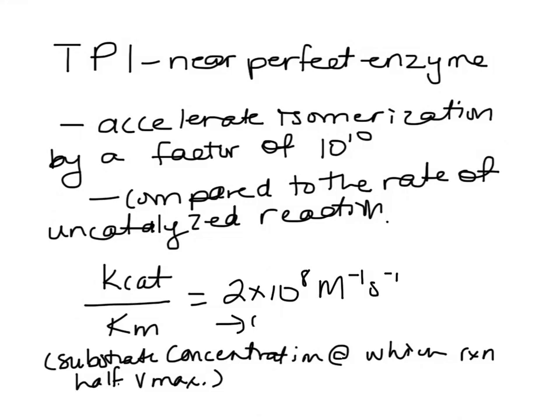Now this is close to the limit of diffusion. What this means in plain English is that catalysis takes place every time that the enzyme and the substrate meet. The diffusion-controlled encounter of substrate and enzyme is thus the rate-limiting step in catalysis. So the rate-limiting step is that substrate coming in contact through diffusion with the enzyme. So therefore, the triose phosphate isomerase is an example of a kinetically perfect enzyme.